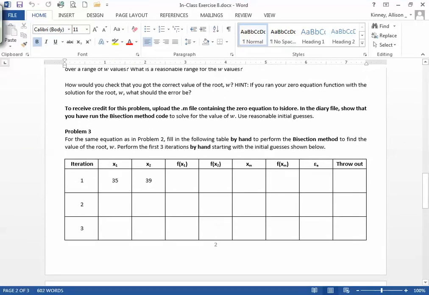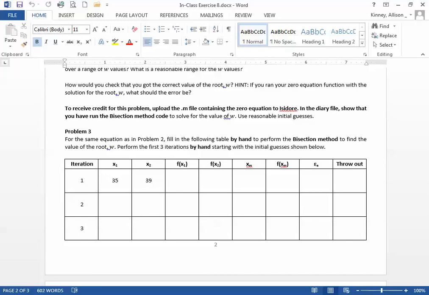So what are those 2 x values? I've written this table in kind of generic form. I'm not using the variables that are specific to this problem. This is for the ladder problem. So what are those 2 x values? What do they represent in our ladder problem? The guesses for what? What variable? For the W. W is our root, so our initial guesses are potential values of W. In this case, that's the distance between the walls, in feet. So we guess and we say our root is somewhere between 35 and 39 feet.